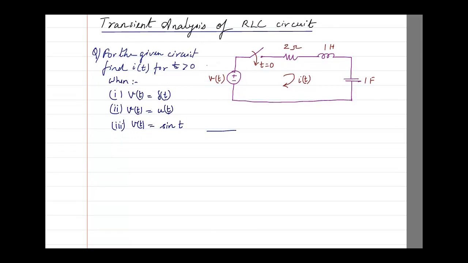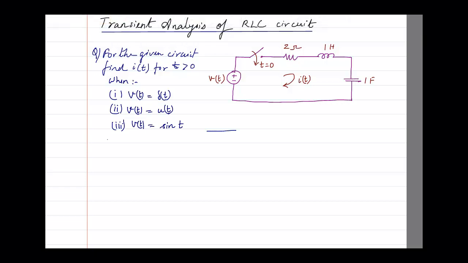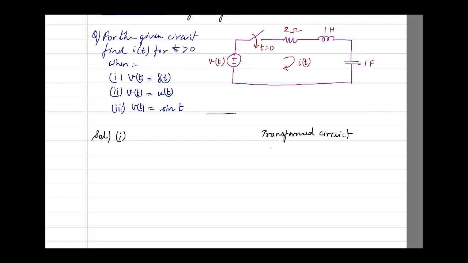So in each and every case we have to very carefully observe. The first step that we do is we find the transform circuit. The transform circuit is where we transform the circuit from the time domain to the frequency domain. So first, V of t is equal to delta of t, and we know that the Laplace transform of delta of t is 1.